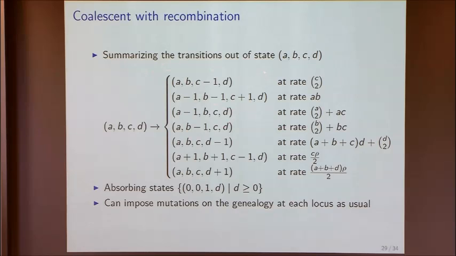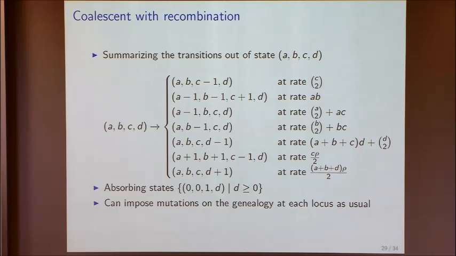So if you summarize the transitions out of this state, this 4 tuple, you can write down these rates. And now the absorbing states of this Markov chain, this ancestral process, are those tuples where you've found a common ancestor that's contributing genetic material at both loci to your sample. So there's only one such ancestor when that ancestor is remaining, and you don't care about the number of individuals that are not contributing any genetic material at any loci to your sample. So these are the absorbing states of your Markov chain.